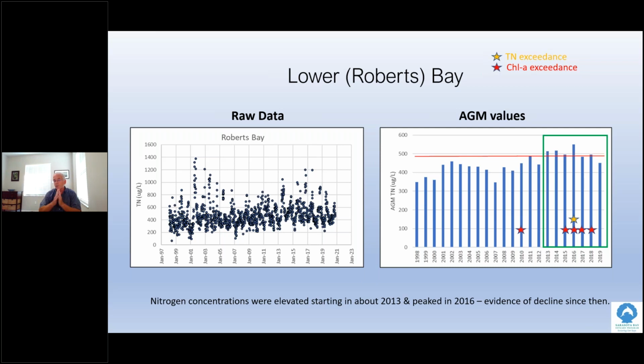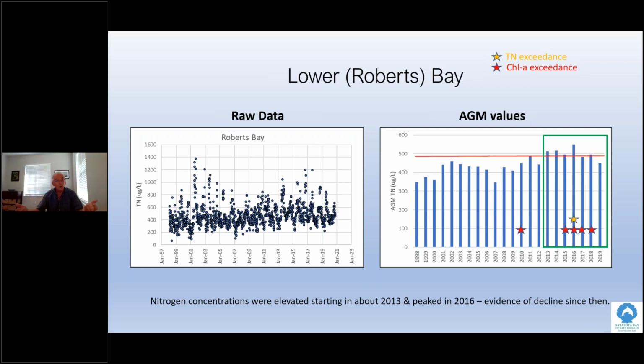We put all those 2013 onward years into that green box. That red horizontal line that we see right here represents the highest prior nitrogen concentration of the prior 15 years. And what we can see is 5 of the 7 years in Roberts Bay had a nitrogen concentration higher than the worst year of the prior 15.